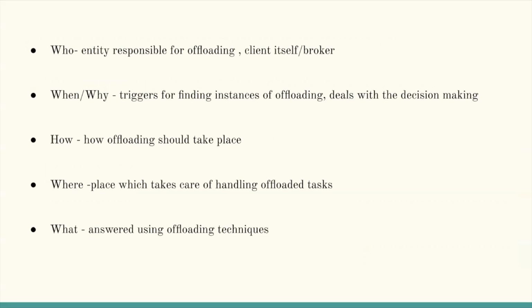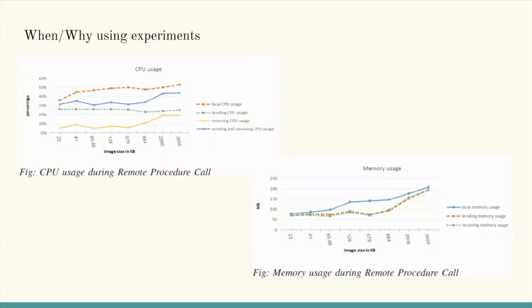Since the experiment performed by the authors gathered a huge amount of data, the authors presented 5 to 6 figures in their paper. We are only confining ourselves to 2 of those, and we'll discuss what they mean. The experiment consisted of answering the when and why questions, and the 2 figures that are present here show the CPU usage during the remote procedure call and the memory for the associated task.